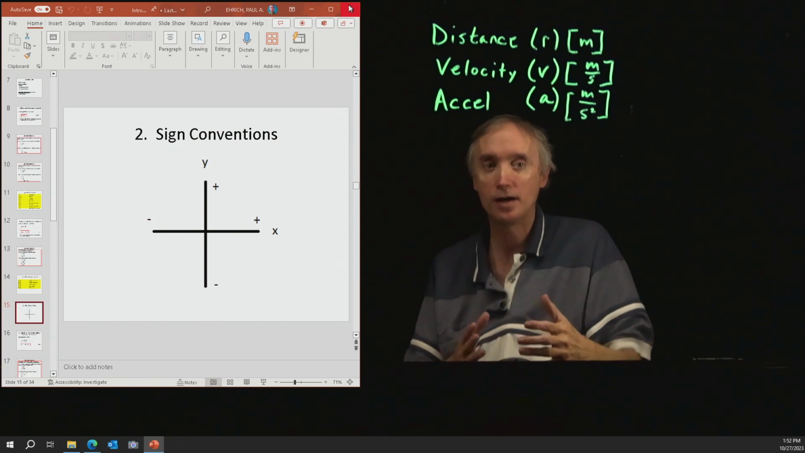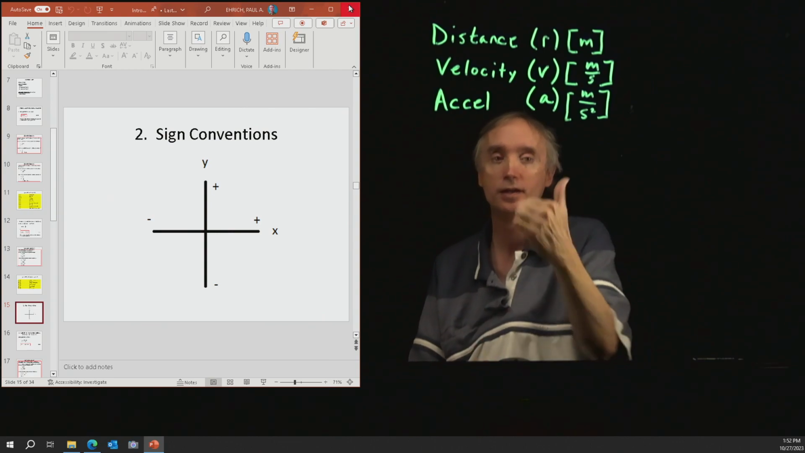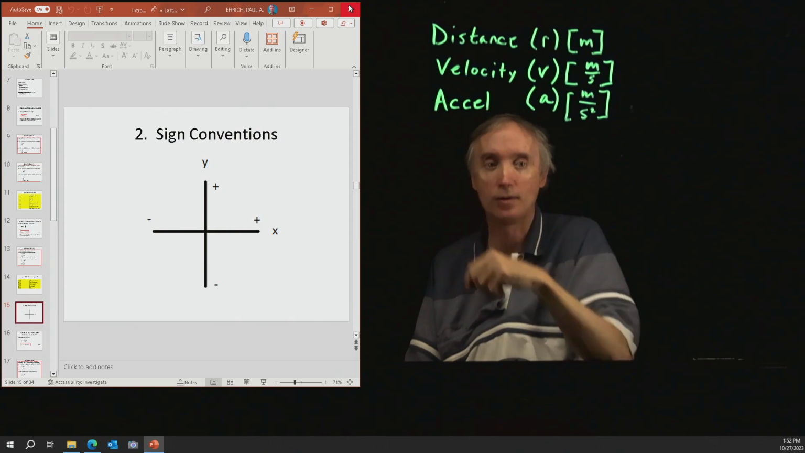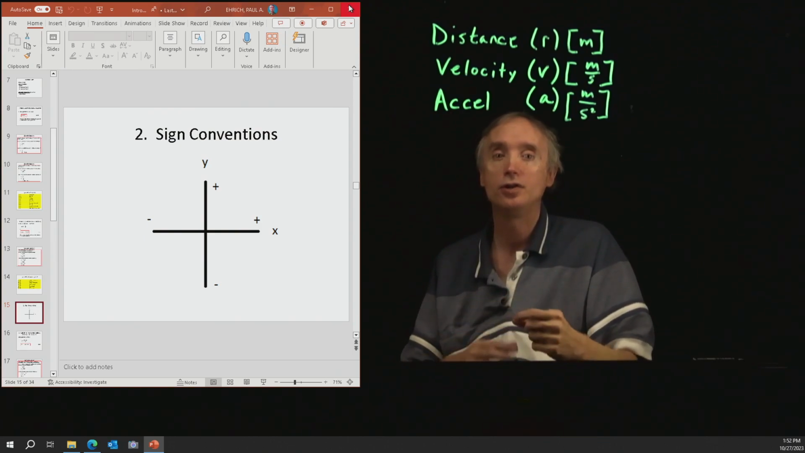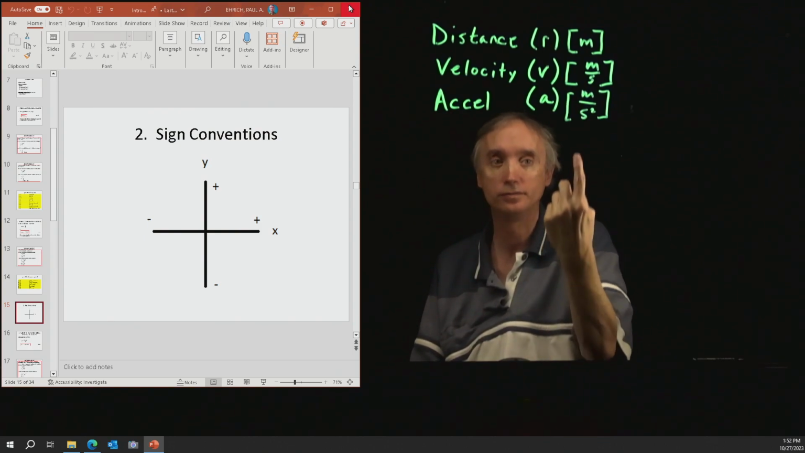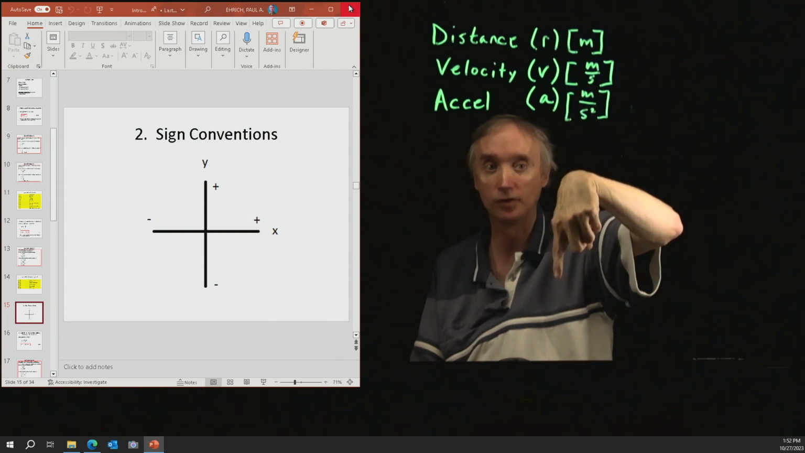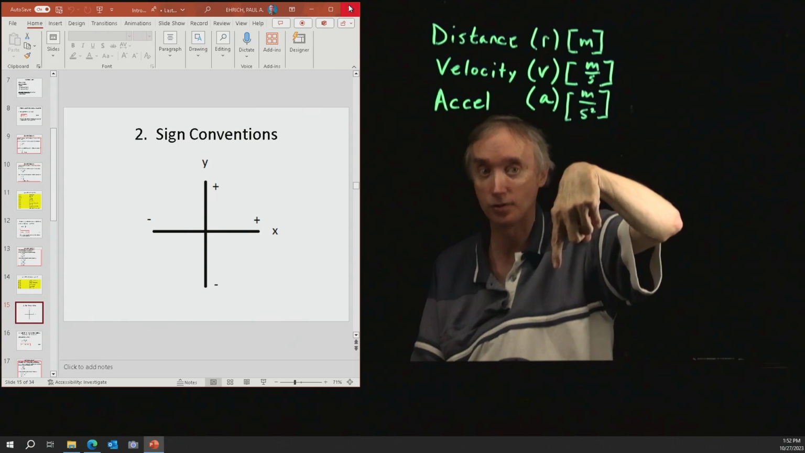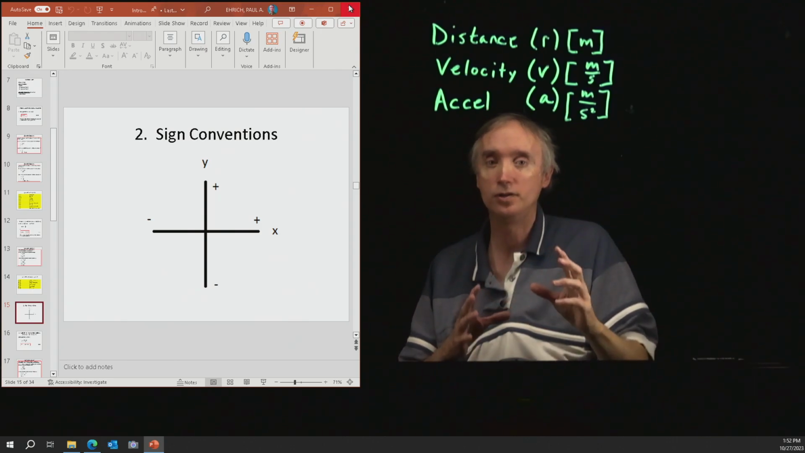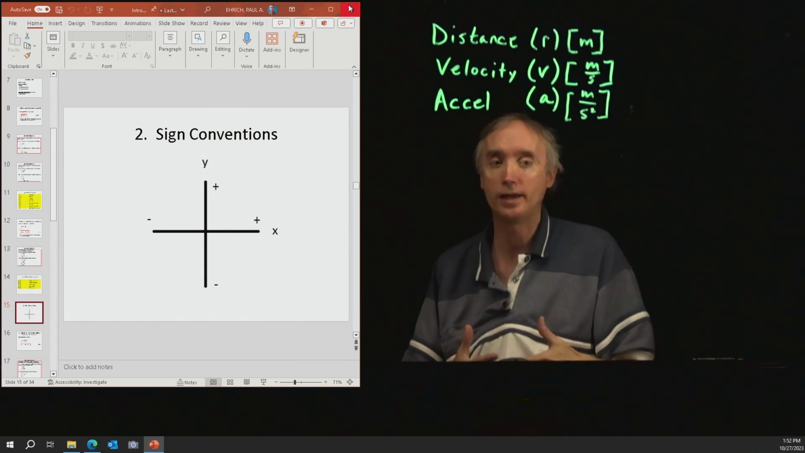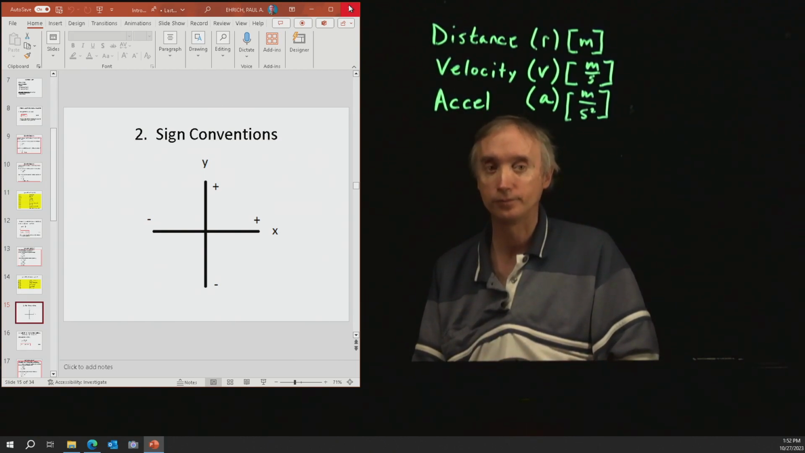If you have a positive acceleration, it means that you're going this way. Negative acceleration is that way. Okay, and then you could also have positive velocities and accelerations and negative velocities and accelerations going down. So we're going to use the same sign convention in order to figure out which way that something is going.